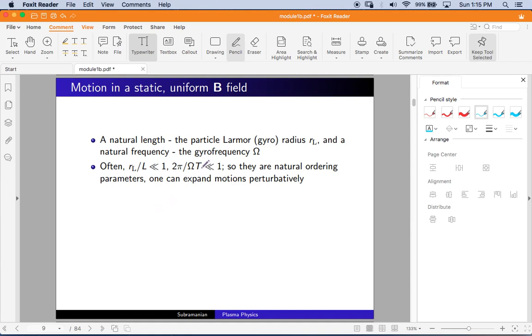And often, if you have a time scale T, 1 over T, so 2 pi over T, would be some kind of frequency, right? So what we're saying is that F over omega is much smaller than 1 sometimes. Okay, so the frequencies that we're talking about are much, much faster than the gyro frequency. So on and so forth. Not always.